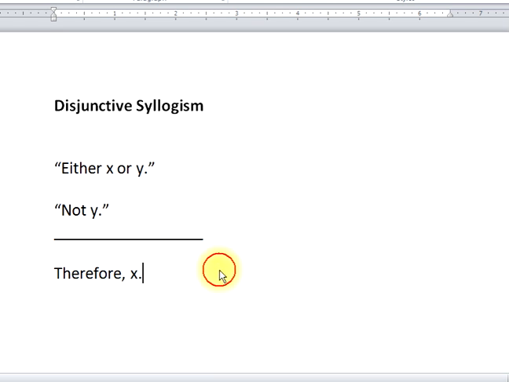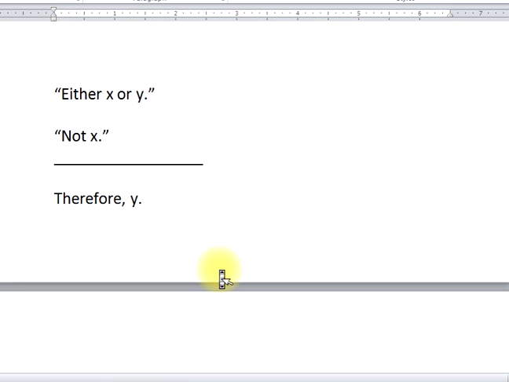Alright. Now here's another one. Either x or y, not x. So I'm doing the same thing as above, right? It doesn't matter what option you take away. If you take away options from the major premise, what is left, whether it's only one option or more, has got to be your conclusion. So here we go, therefore y.